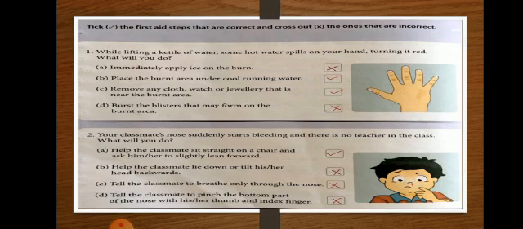Second situation, your classmate's nose suddenly starts bleeding and there is no teacher in the class. Then what will you do? Will you help the classmate to sit straight on the chair and ask her to slightly lean forward, or help the classmate lie down or tilt his or her head backward? Will you tell the classmate to breathe only through the nose, or will you tell the classmate to pinch the bottom part of the nose with index finger or thumb?